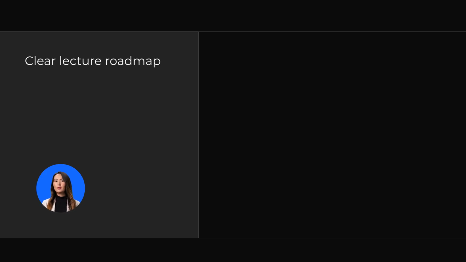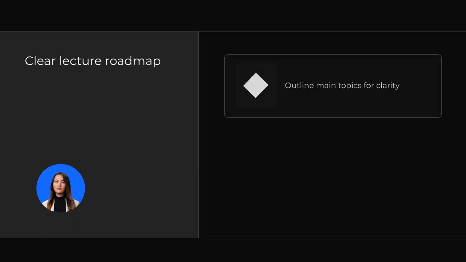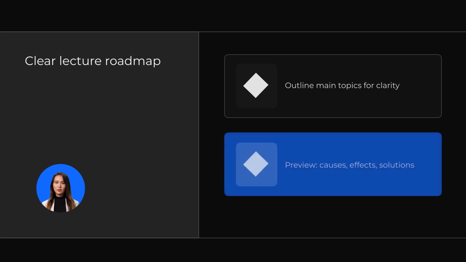Organizing your lecture with a clear roadmap is vital. Begin by outlining the main topics, giving students a preview of what to expect. For instance, start with, "Today we'll explore three main topics: the causes of climate change, its effects on biodiversity, and possible solutions." Highlighting key points throughout helps maintain focus. This approach ensures students can easily follow the lecture's progression.